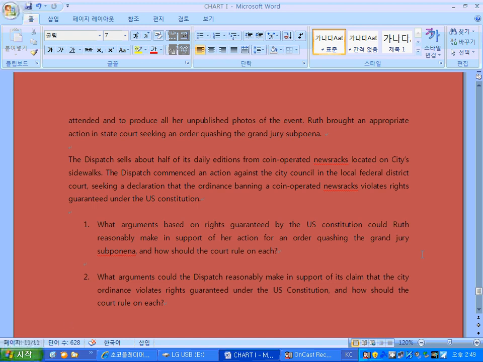Moreover, the court has refused to create a conditional privilege not to reveal confidential sources to a grand jury conducting a good faith inquiry. In conclusion, the court should deny Ruth's request to quash the subpoena to produce the unpublished photographs. The photographs were taken during her attendance at a dogfight. The court, however, should allow her to assert her Fifth Amendment right not to answer questions concerning the illegal dogfight unless Ruth is granted immunity from prosecution.